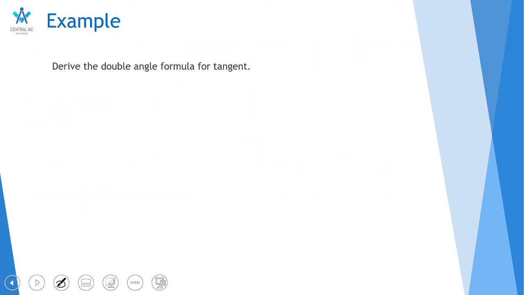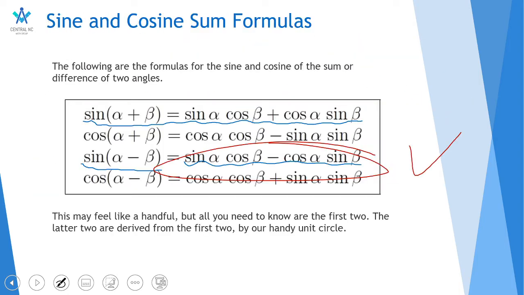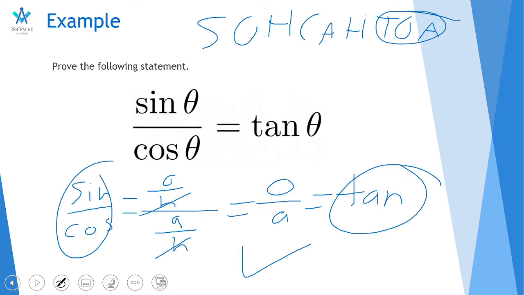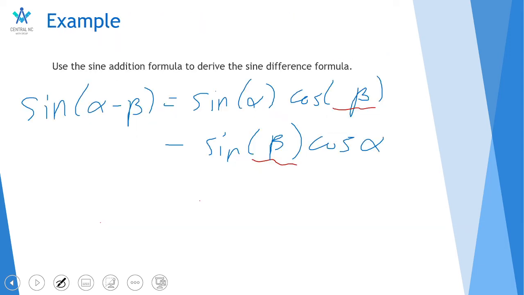Our little example here is: derive the double angle formula for tangent. This is not as straightforward if you did not know the tangent addition formula, but it's quite simple if you knew it, but I'll just do it without it. So first, from an earlier example, we remembered that sine over cosine is equal to tangent, right? So, of course, sine of 2 theta divided by cosine of 2 theta must equal tangent of 2 theta. That's exactly what we're going to do here.